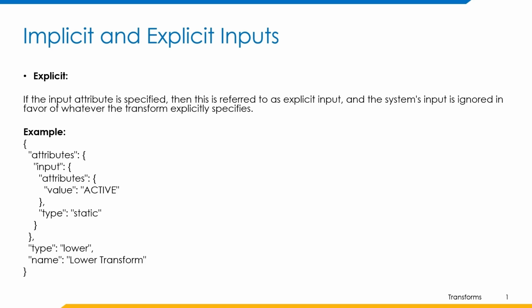Let's understand explicit input with an example. Here I have provided input to the lower transform using the input attribute, which means whatever configurations I have provided in the identity profile will be ignored, and the input I have provided in the input attribute will be considered and converted into lowercase.